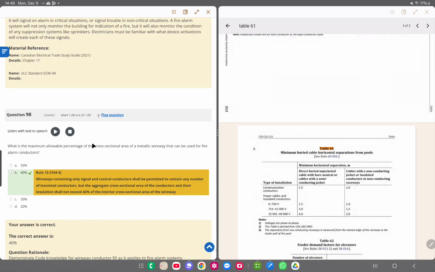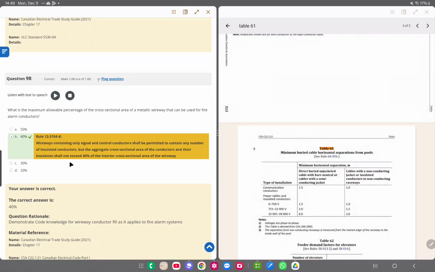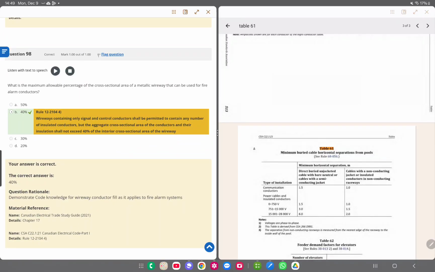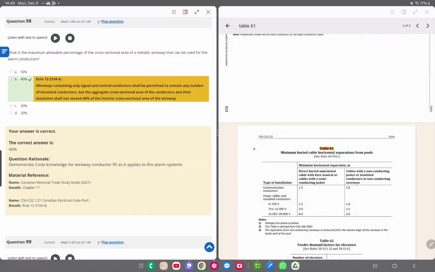What is the maximum allowable percentage of cross-sectional area of a metallic wireway used for alarm conductors? And I put 40%. 12-2104: wireways containing only signal and control conductors shall be permitted to contain any number of insulated conductors, but the aggregate cross-sectional area of the conductors and their insulation shall not exceed 40%. Also, they are exempt from the derating for a number like over 4 conductors or whatever the case may be.